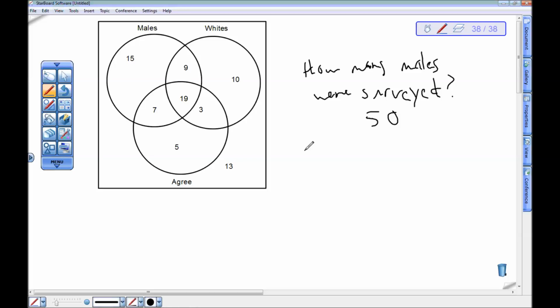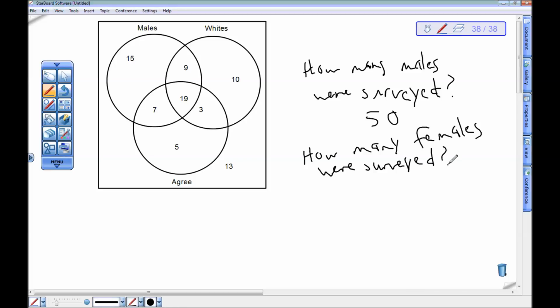But given this diagram, I can also answer the question, how many females were surveyed? Now you may be saying to yourself, I don't see females on there. You are correct. There's not a circle up here that says females. However, the females are the ones that were not males. So if I want to know how many females were surveyed, I'm going to add up the numbers that are not the males. All of these numbers would be the females.